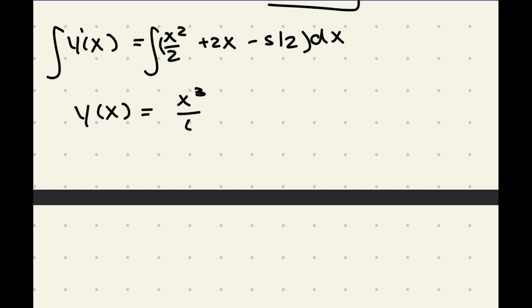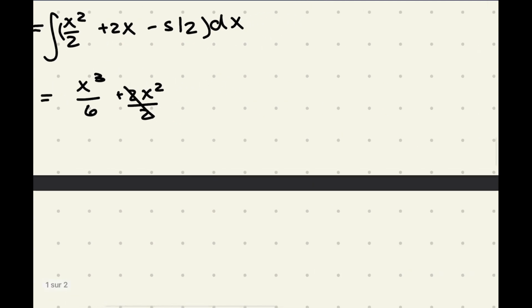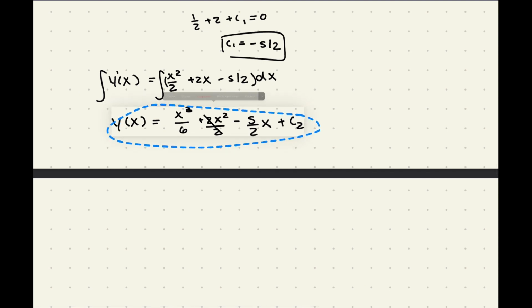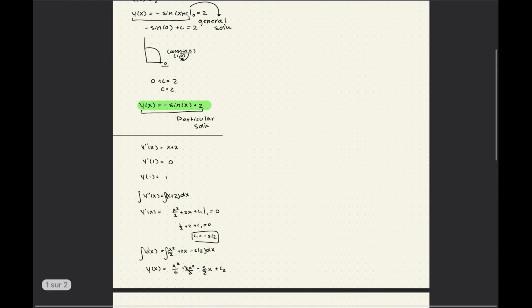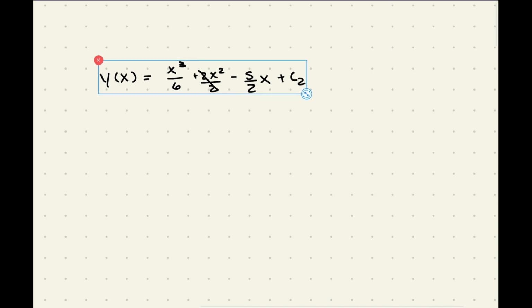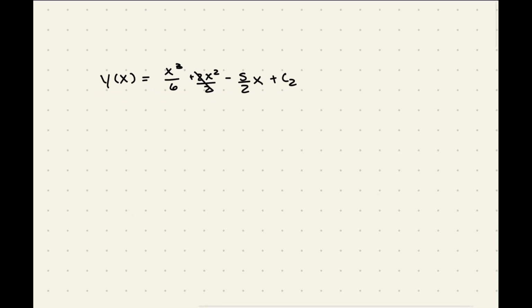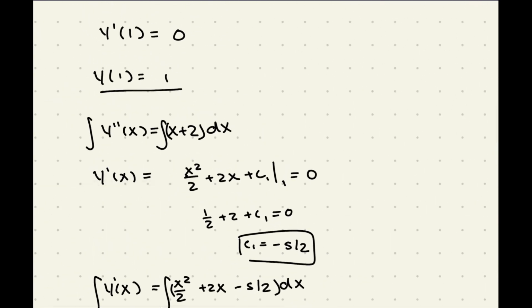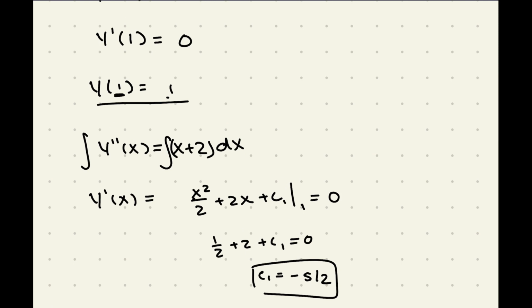So 3 times 2 is 6 plus 2x squared over 2, which simplifies down to just x squared minus 5 over 2x plus c2. Now that we have this equation right here, well, let me move it over here. Now that we have this equation right here, we can look at what our initial condition was. So whenever we have a y of x function, when we plug in a 1, we get a 1 in return.